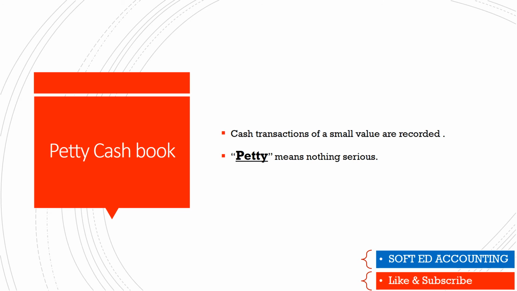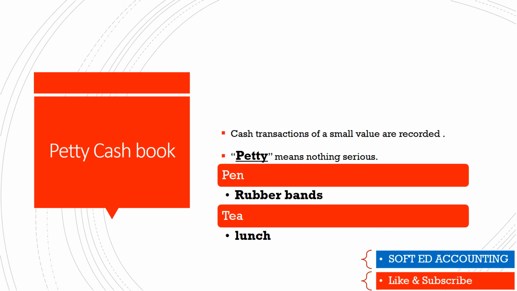Examples of the transactions that enter the petty cash book include the purchase of a pen, the purchase of rubber bands, the purchase of tea, the purchase of lunch. These are items of a small value, and these should be on cash, not on credit. So it only records transactions done on cash which are of a very small value.